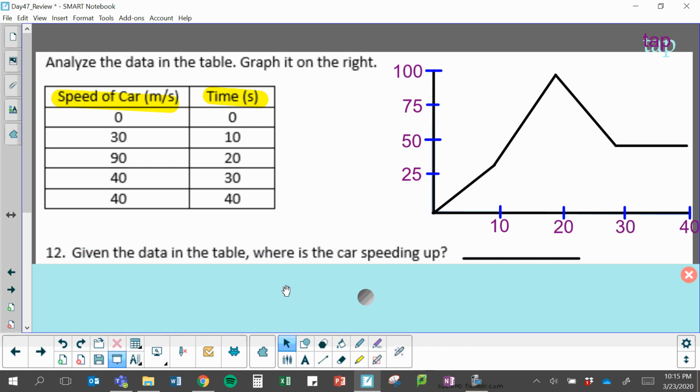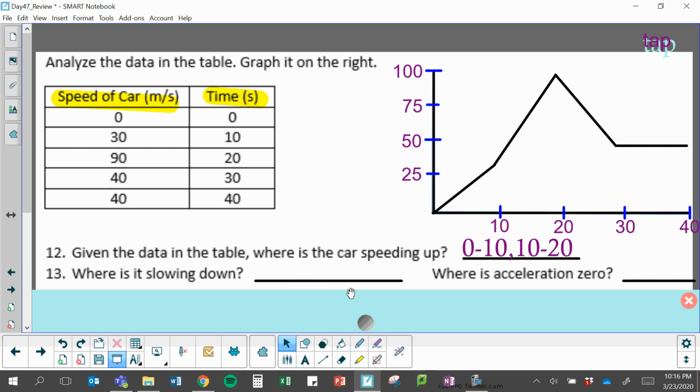The first question: given the data in the table, where is the car speeding up? If you remember, with speed or velocity and time, our slope is going to tell us acceleration. And acceleration is when we're speeding up. So it's going to be speeding up when we have a positive slope. That happens from 0 to 10 and 10 to 20, and that's it. That's where it's speeding up.